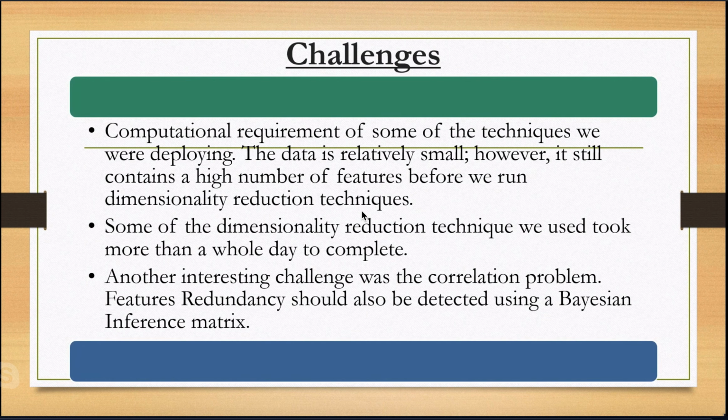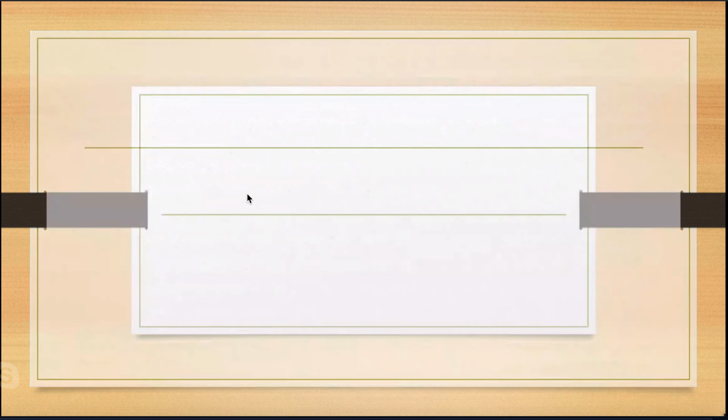So we faced a few challenges, such as the computational requirement because of the large number of features. Some of the model techniques that we used require the data to be complete, especially recursive feature elimination. Another challenge that we noticed was the correlation problem with feature redundancy, whereby Pearson correlation was not enough, and using a Bayesian inference matrix was an additional value to identify features that were redundant.